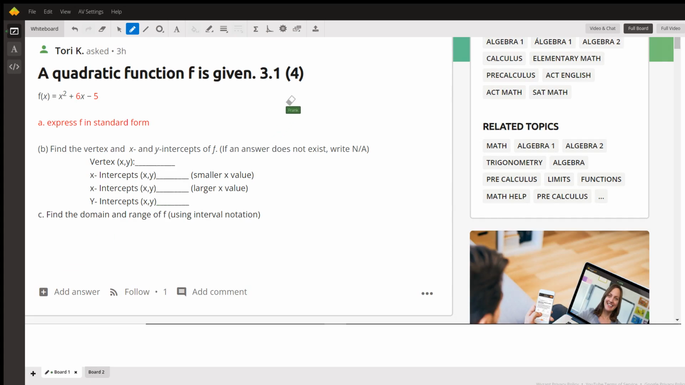First of all, it asks for standard form. Well, standard form just equals a constant. So x squared plus 6x minus 5 equals 0. So that's standard form. x squared plus 6x minus 5 equals 0. So that's that. Now, find the vertex.